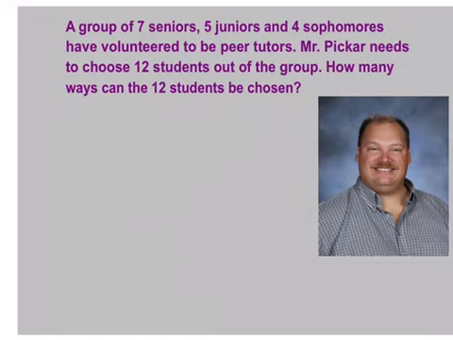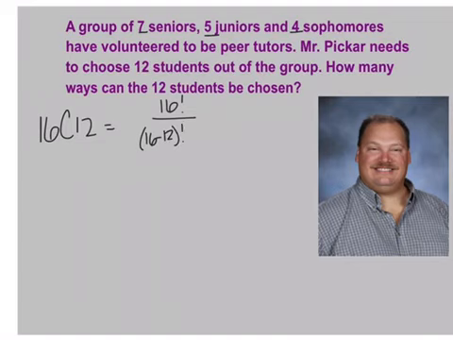So we have to figure the total and then how many we're picking. The total number of students I have here is 7, 5, 4, so I have 16, and I'm going to choose 12 of them. If I write that out, I get 16 factorial divided by 16 minus 12 factorial times my 12 factorial again. Simplify, I get 16 factorial divided by 4 factorial times 12 factorial.